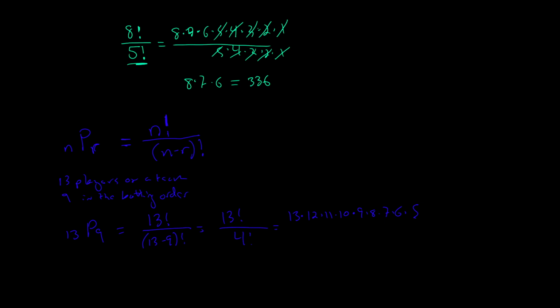And what I'm going to do here, though, is make the calculator do the work for me on this, but I'm going to do it in a nice way. Let me switch over to the calculator here. I'm going to have 13, and I'm going to go back to probability on the calculator, and go to nPr. So I have 13 pick 9. And the calculator gives me 259,459,200.